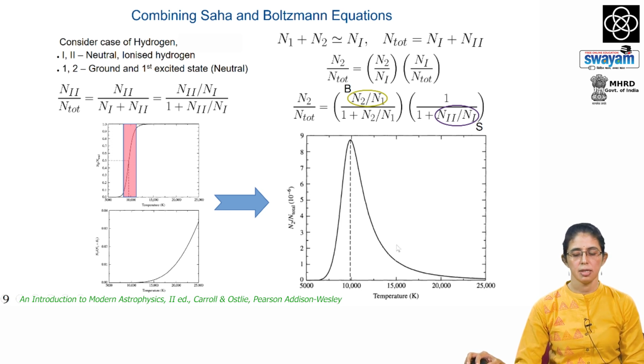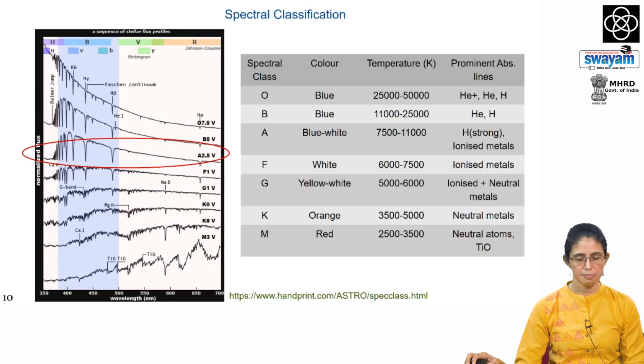of temperature. This function, as one can see, has a maximum that corresponds to roughly 10,000 Kelvin. Thus, close to 10,000 Kelvin, one would expect most of the hydrogen to be in the first neutral excited state. Also, if one considers the various spectral types, one sees that 10,000 Kelvin roughly corresponds to the spectral type A. Thus, the A spectral type shows hydrogen lines whose strength is the maximum.